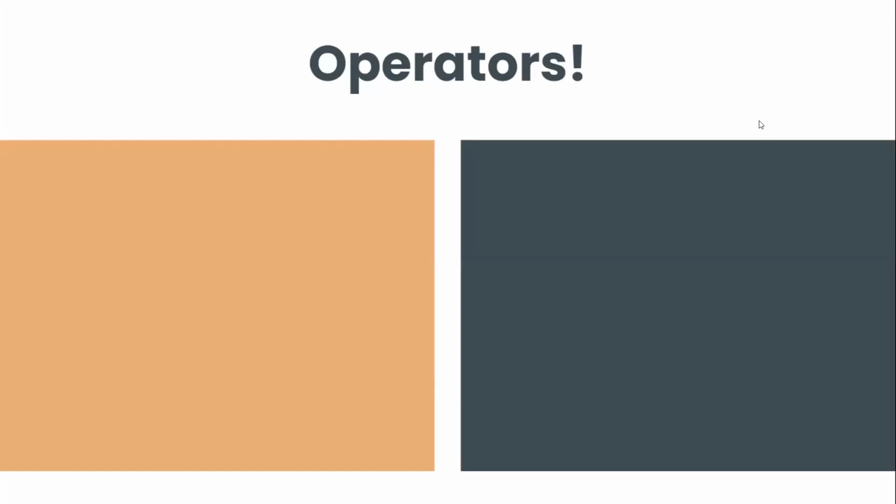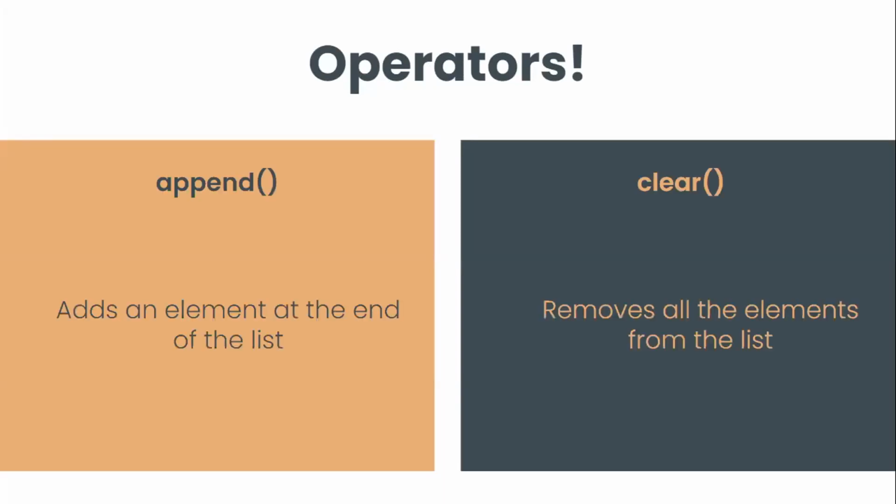So here are the operators for lists. First is dot append, which would add an element at the end of the list, and dot clear would clear all of the elements from the list. So I will be demonstrating that right now on Visual Studio.